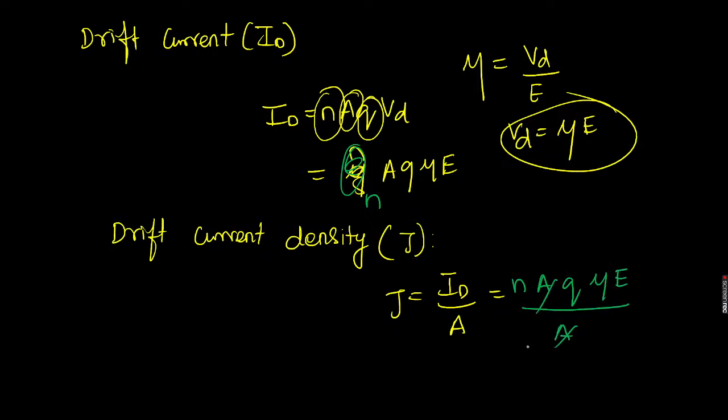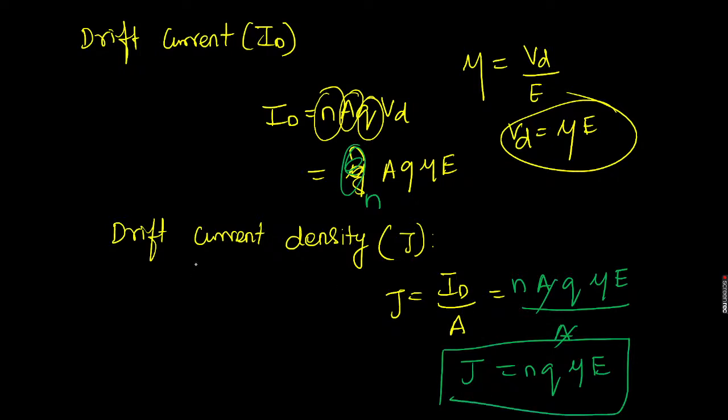So A getting cancelled. Finally, what will we get? N, Q, mu, E. So that is the formula to obtain the value of J. Yes, sir. And I hope you all remember in electromagnetic theory, I have defined a formula to obtain the value of current density J.